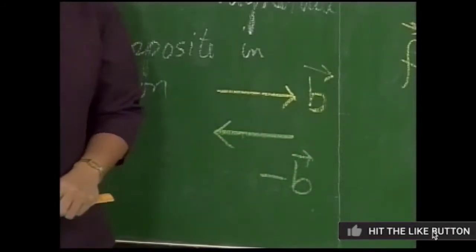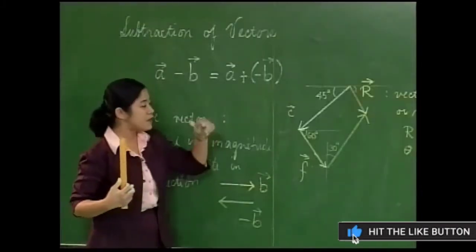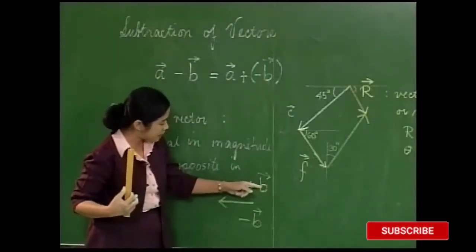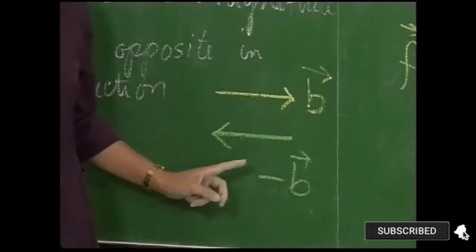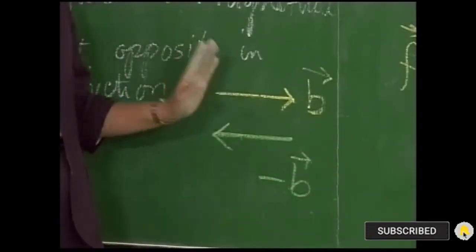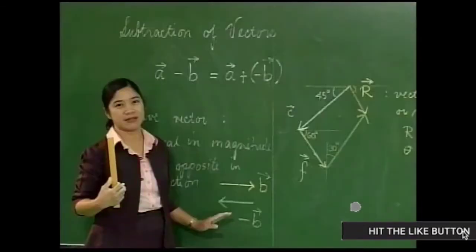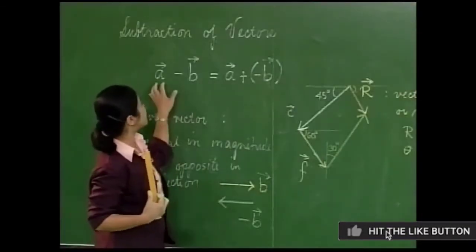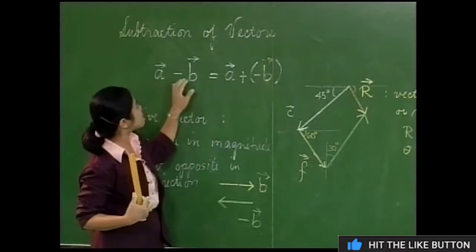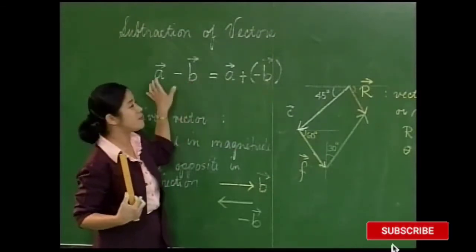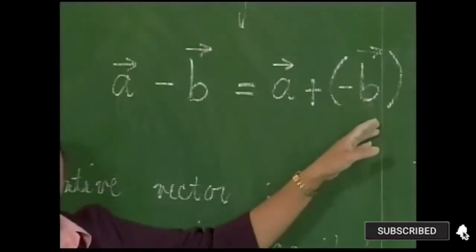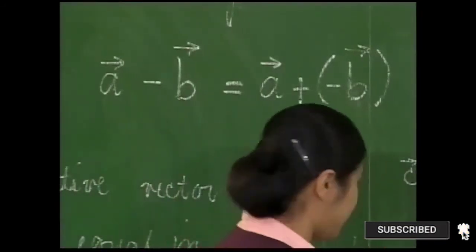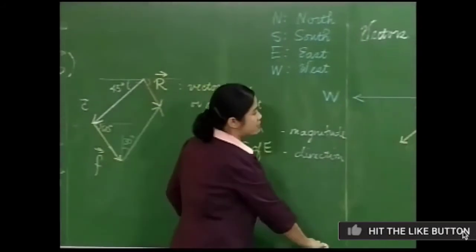B. I repeat, given any vector, say vector B, if I want the negative of the vector, then it is simply in the opposite direction. Same magnitude, opposite direction. And therefore, we can now subtract B from A. How? We simply add the negative of vector B. So let me do that now.